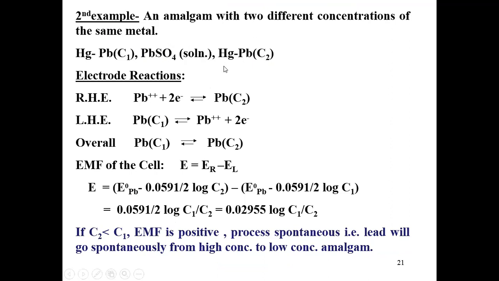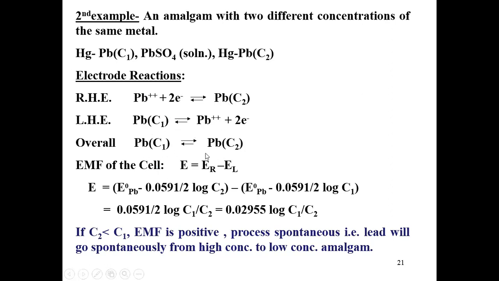At the right hand side, you can write the cathodic reaction. So in this amalgam, lead 2 plus will go, right? So reduction will occur. So lead 2 plus will be reduced to form lead with a concentration of C2. And in the left side, oxidation will occur. So this lead at C1 will go to lead 2 plus in the solution. And ultimately you can add these up. Ultimately this will be C1 by C2.